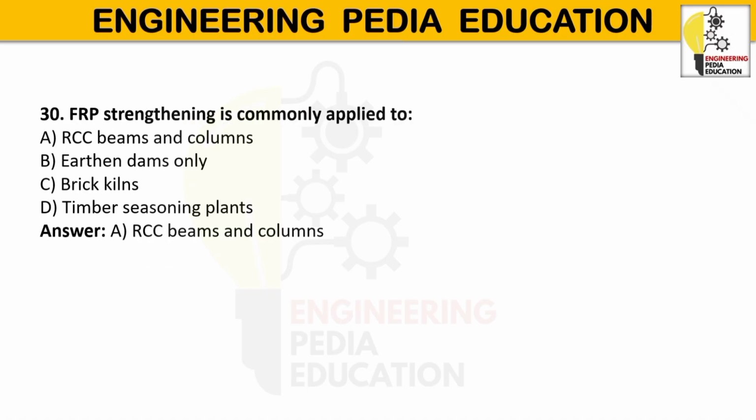FRP strengthening is commonly applied to RCC beam, earthen dam, brick kilns, timber railing only. So the correct answer is FRP strengthening is commonly used in RCC beam and column. FRP is also used in bridge construction, wall facades, and beam column strengthening it is mostly used. So the correct option is A.